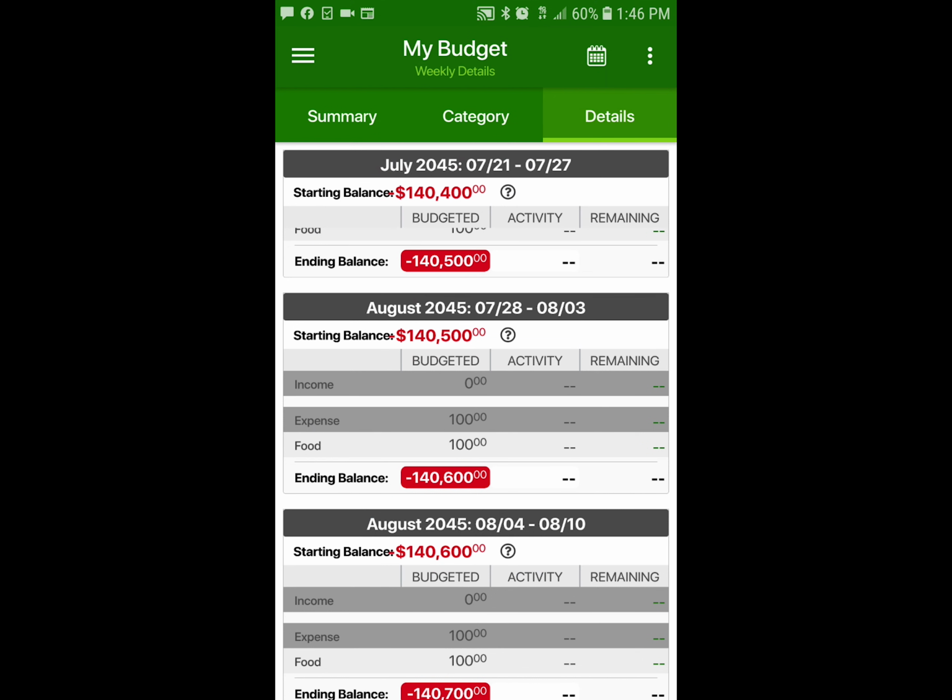And what does that show? Starting balance of minus $140,400. So in the next 25 years, you need to save $140,000, or you need to make rather, $140,400 to make food, mom's birthday, and the car payment all the way up to July of 2045.